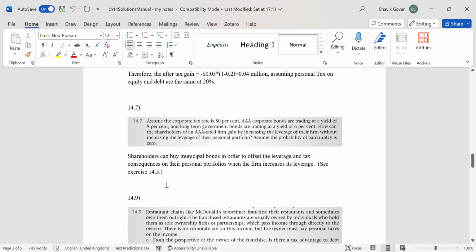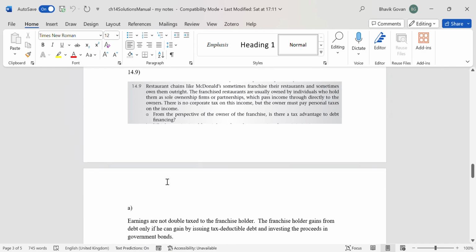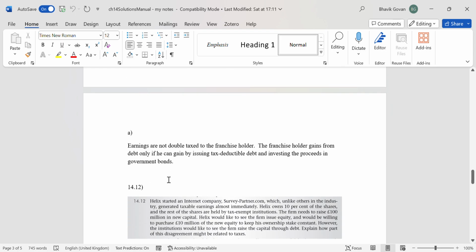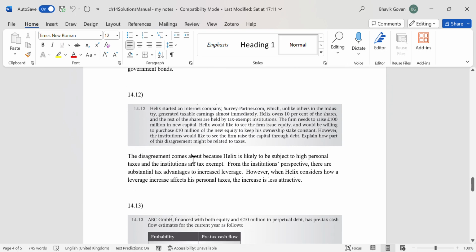14.7 is a theory question. The answer is pretty short, so you can go over that. Same with 14.9a and 14.12.